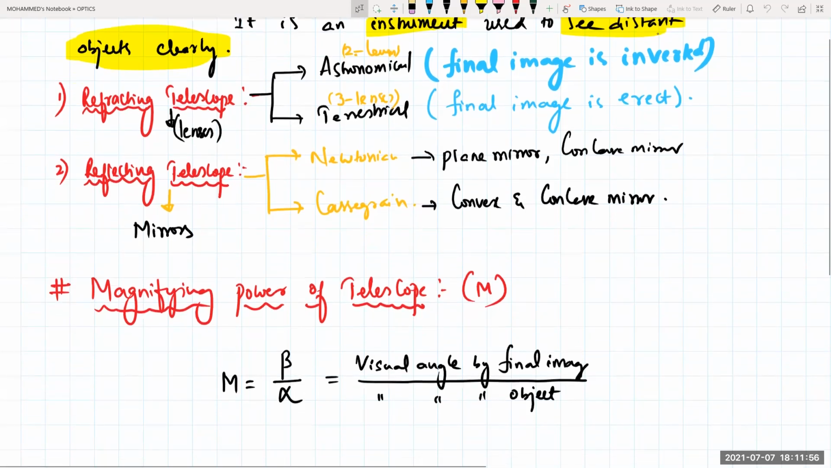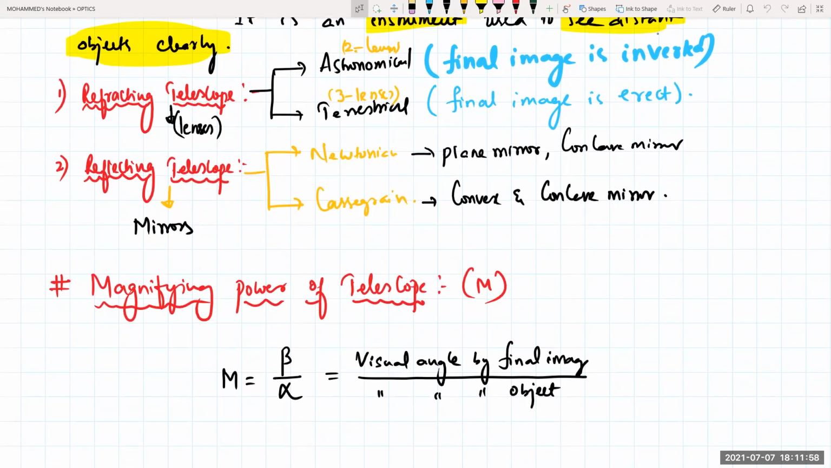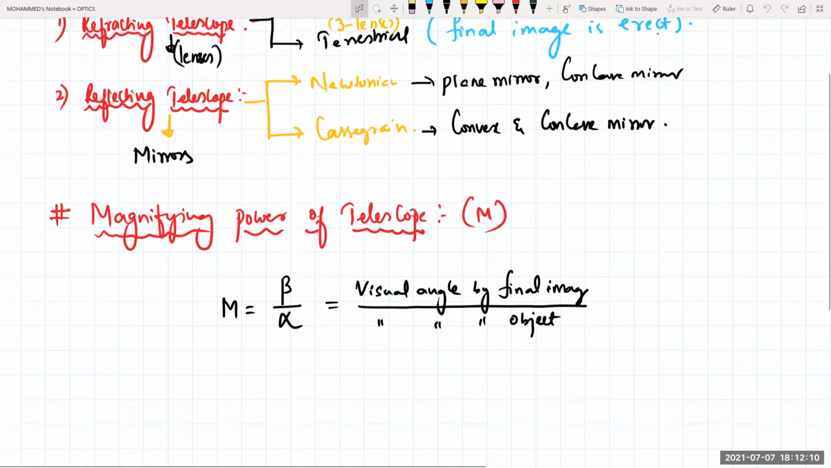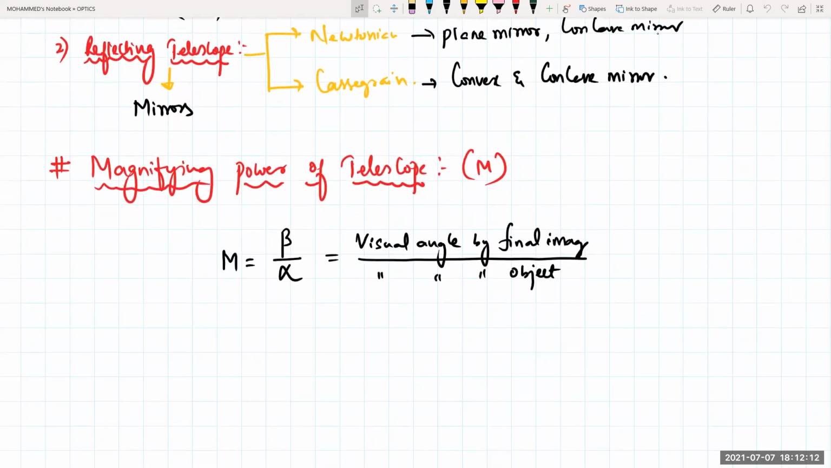In reflecting telescopes, we have two types, beta. One is Newtonian, another one is Cassegrain. In Newtonian, we take the help of a plane mirror and a concave mirror, and in Cassegrain, we take the help of a convex and a concave mirror. And we already know how to calculate the magnifying power of any telescope, beta. Magnifying power is always equal to the visual angle formed by the final image divided by the visual angle made by the object. Isn't it? Now, let us talk about the first one, the astronomical telescope.